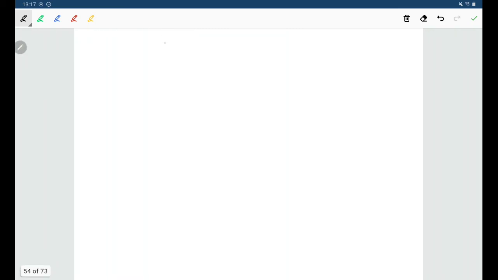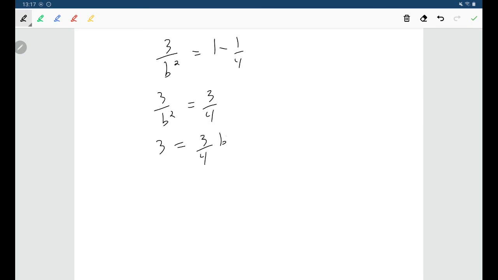And so now what I'll do is I'll bring that quarter to the other side. So I have 3 over b squared is equal to 3/4. And then multiplying both sides by 4/3, or dividing both sides by 3/4, however you want to imagine that, we find that b squared is 4. And then from that, we can say, well, b must be 2.